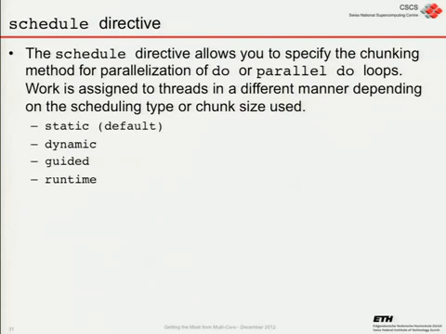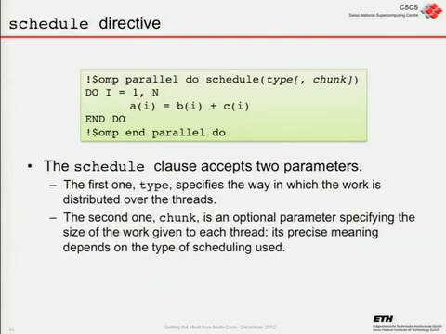The schedule clause, sorry, I should say, allows you to specify how you want this parallelism to be done. There are 4 possibilities: static, which is the default, but even then you can change the way that static works, dynamic, guided, and runtime. The schedule clause accepts 2 parameters. You say the type, static or dynamic, and then the chunk size that you want. If you leave the chunk size off, it takes its defaults.